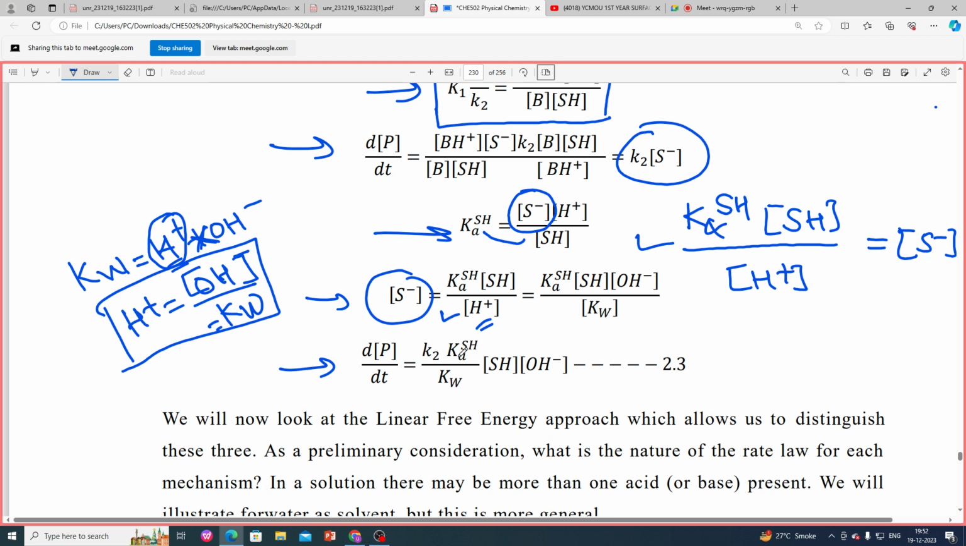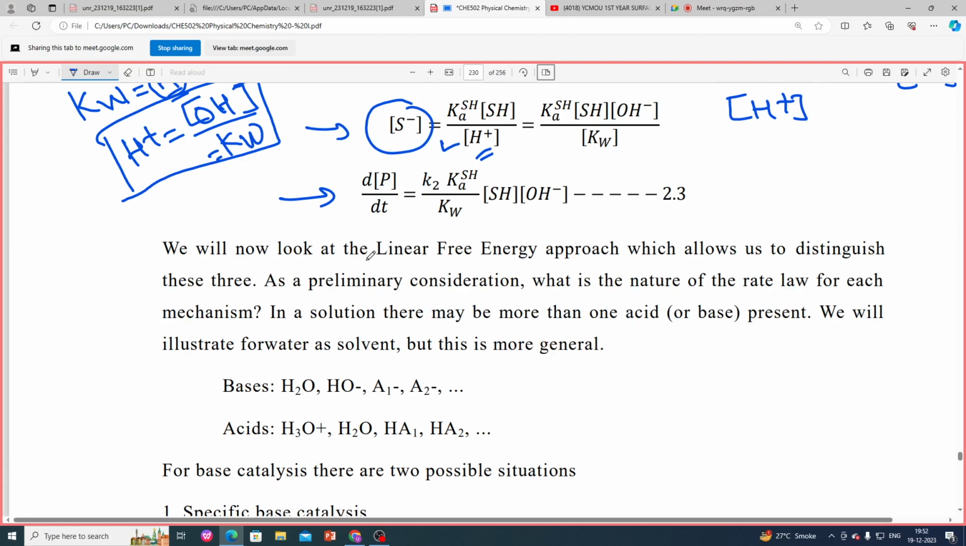Okay, so again solve this equation, dP by dt is equal to K2 K alpha SH divided by KW, को रीअरेंज किया इक्वेशन, then we get concentration of SH and concentration of OH minus. ओके, इक्वेशन को रीअरेंज किया, then we get the equation. Now we will now look at the linear free energy approach. यस, ये एक अप्रोच दिया, we will now look at the linear free energy approach which allows us to distinguish this. Okay, so as a preliminary consideration, what is the nature of the rate law for each of the mechanisms?